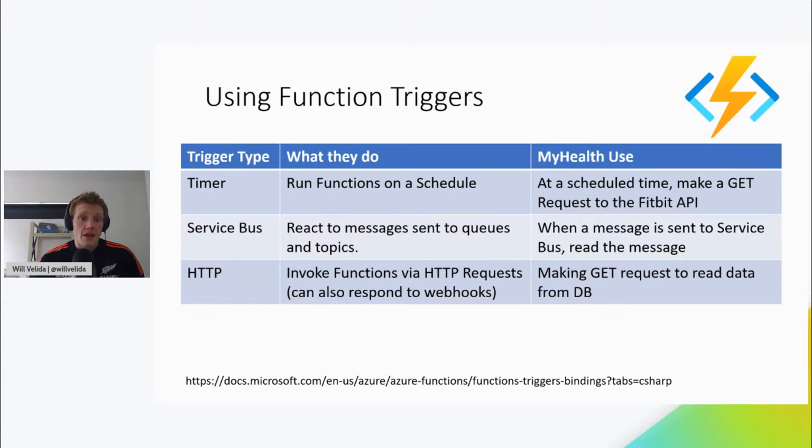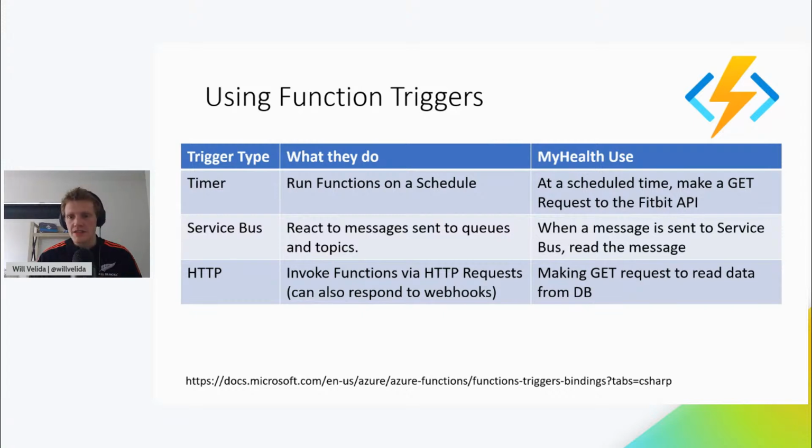And then I'm also using HTTP triggers. Essentially we can invoke our functions via HTTP requests, but we can also use HTTP triggers to respond to webhooks. And I'm using that with a bunch of serverless APIs that I've developed to make GET requests to actually retrieve the data that I've persisted into Azure Cosmos DB.